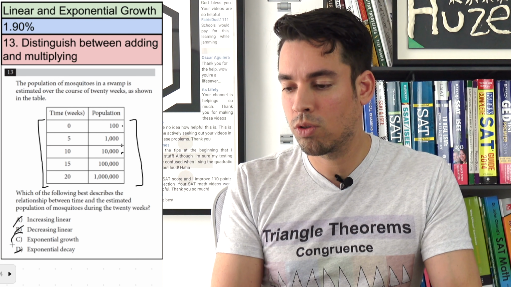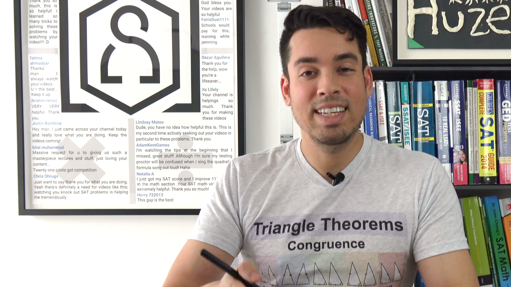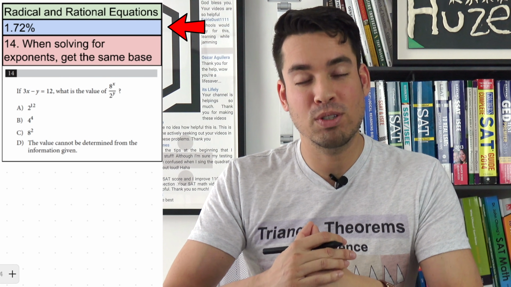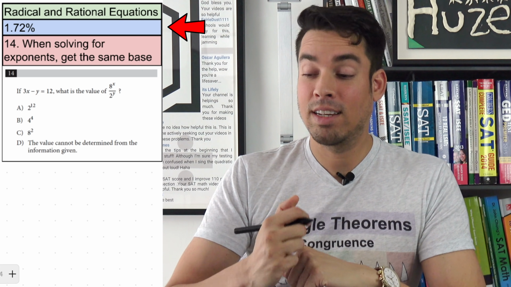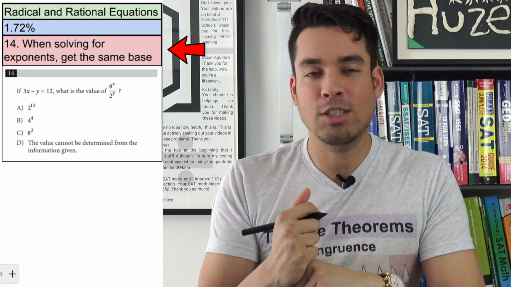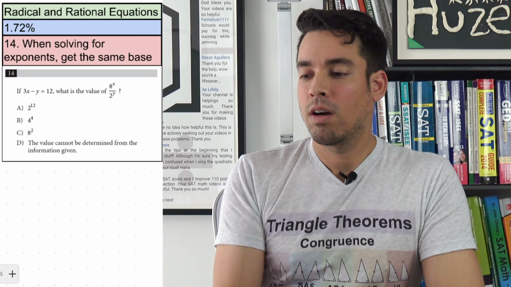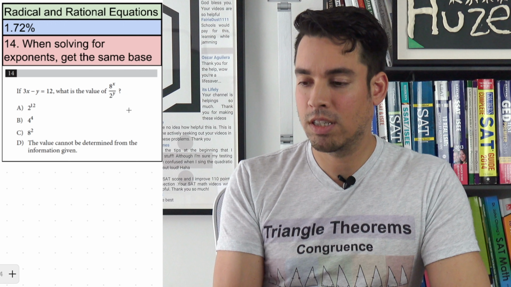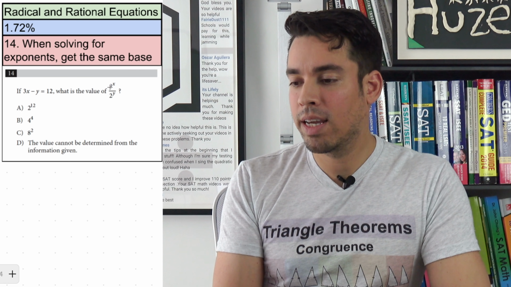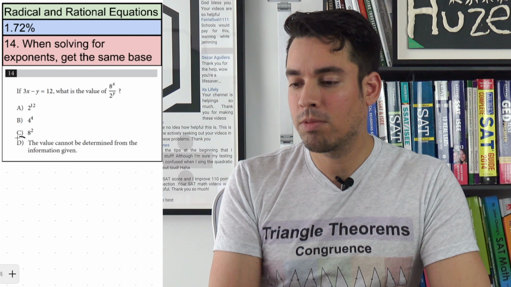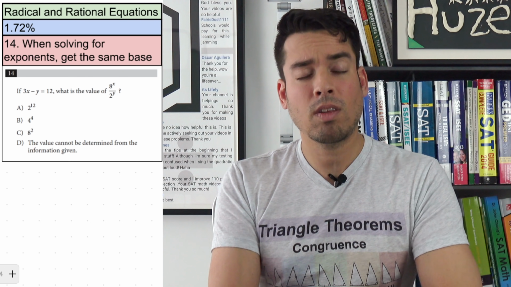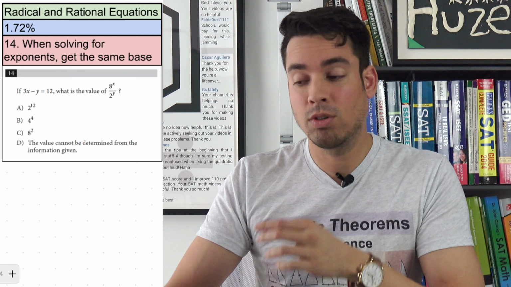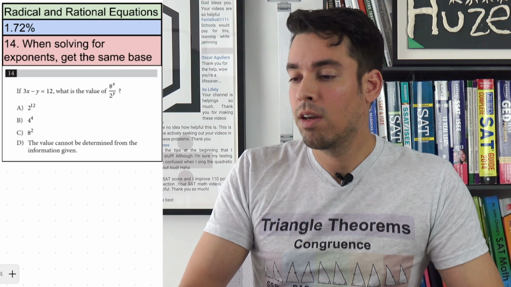This is exponential growth. Last but not least, we come to radical and rational equations, which makes up 1.72% of the test material. And here the strategy is when solving for exponents, get the same base. A problem like this is very, very difficult. It's one of the harder exponent questions I've seen. So we look at this and what is the value of a to the x over 2y? And you might even be tempted to go with D, but you want to go to your wheelhouse, especially in a problem like this where you might be confused, and just say, I want same base.